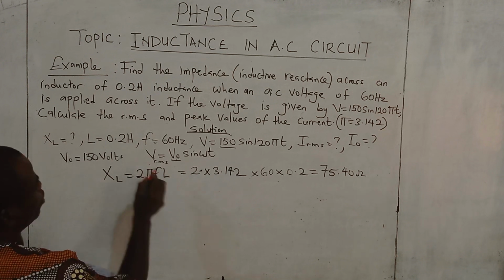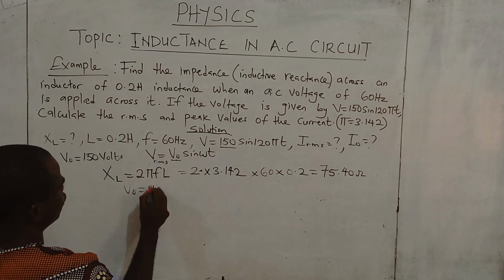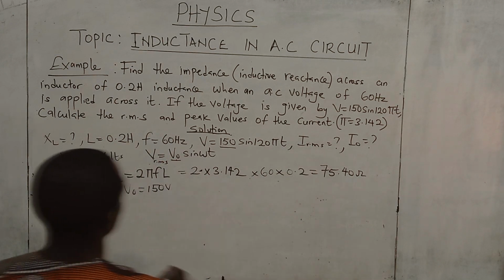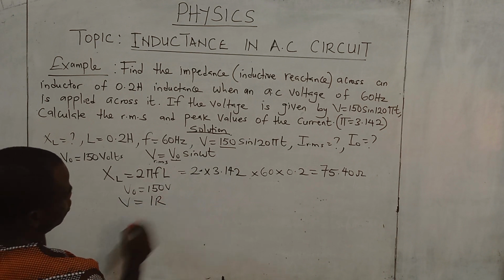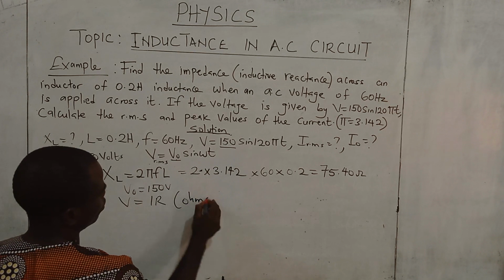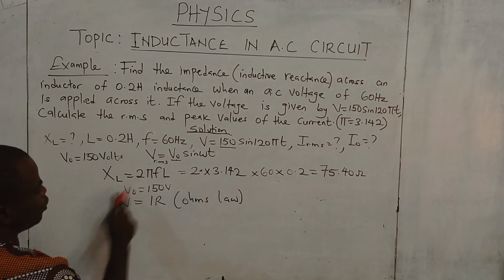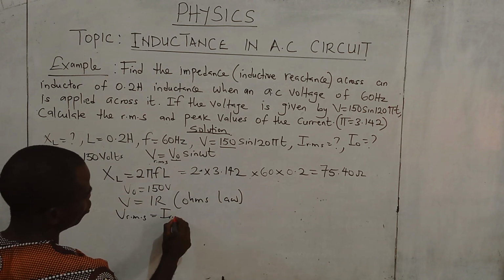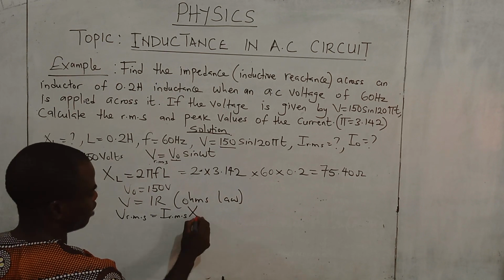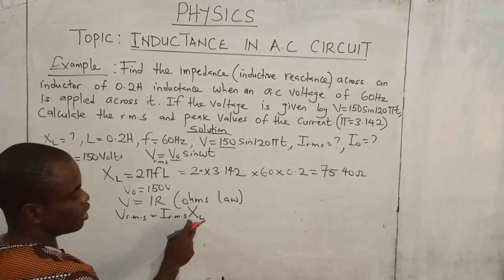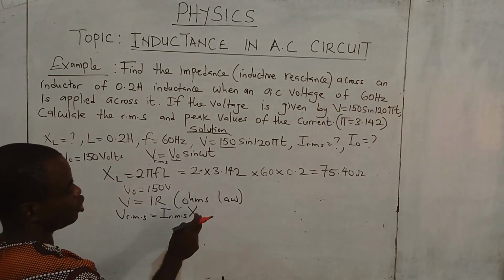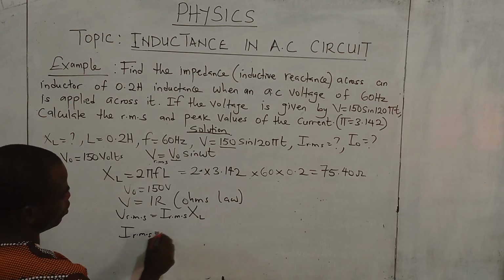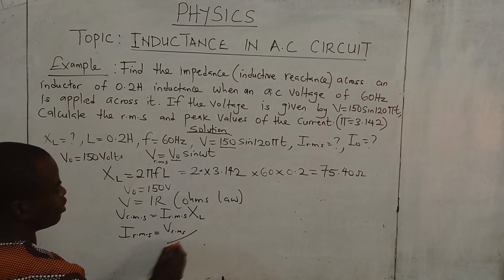75.40. Now we have V naught to be 150. The next question says we should look for I root mean square. Don't forget we have Ohm's law, V equals IR. V root mean square, I root mean square, resistance, that's Ohm's law. Since we have V naught, we have V root mean square, and we are dealing with an inductor, for I root mean square, instead of putting R, put XL. If you are dealing with capacitive reactance, you put XC. Now we are looking for I root mean square. I root mean square equals V root mean square over XL.